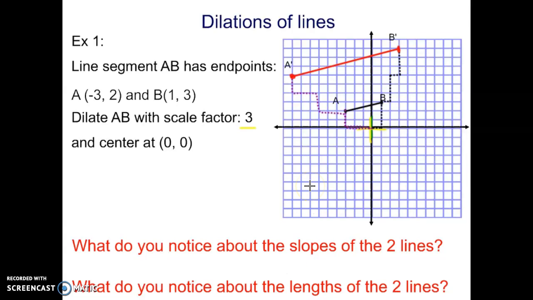You also, if you remember when we did triangles, when we dilated it, each side on the new triangle was 3 times as big as the side on the original triangle. Same thing with these. A prime, B prime is 3 times as big as AB.